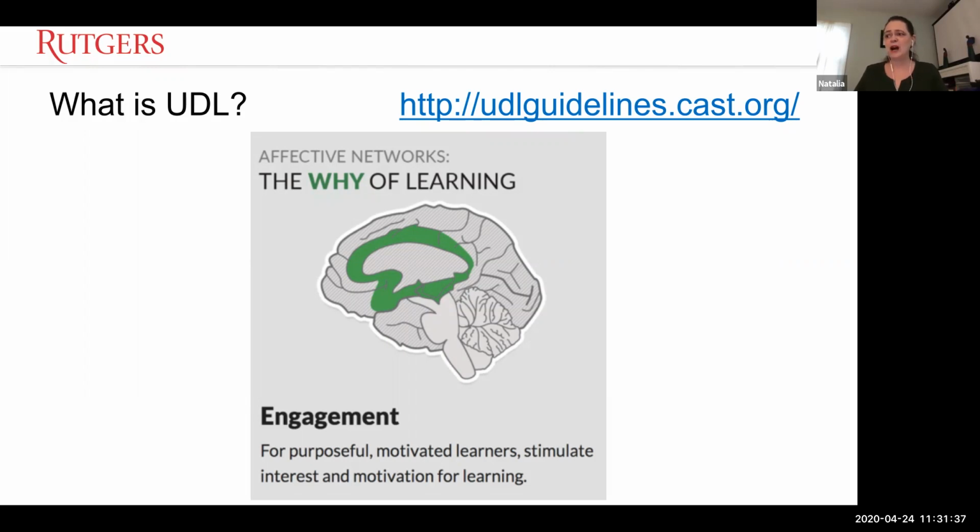So this affective or why of learning is exactly that area. We need to make sure to provide options, choices, multiple modes of capturing interest and providing meaningful interactions with the content and with learners and with instructors. So this is why, and this is engagement, and this is a very interesting and very creative area for us to really dig in.